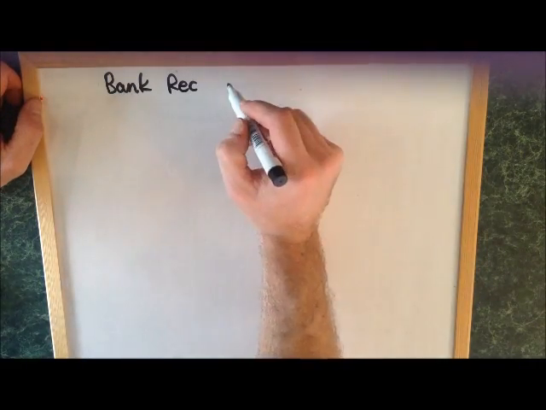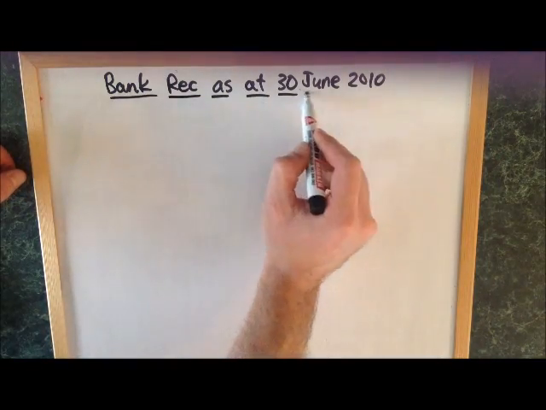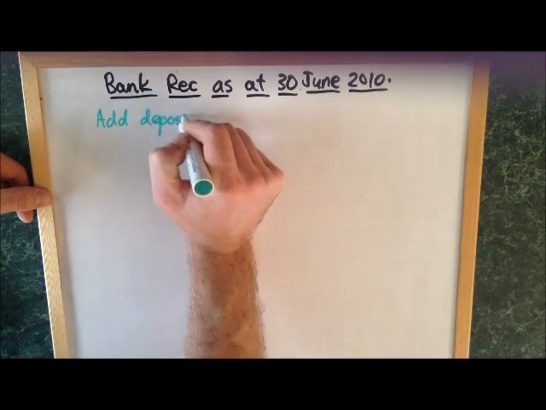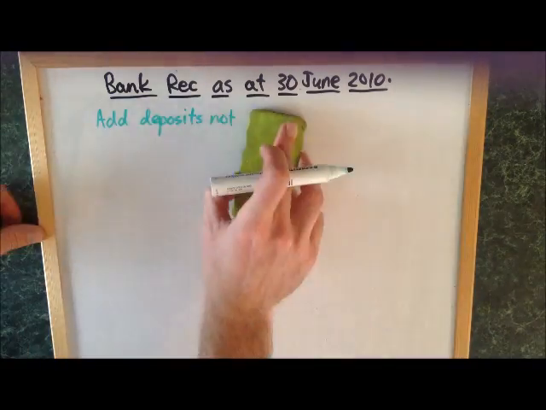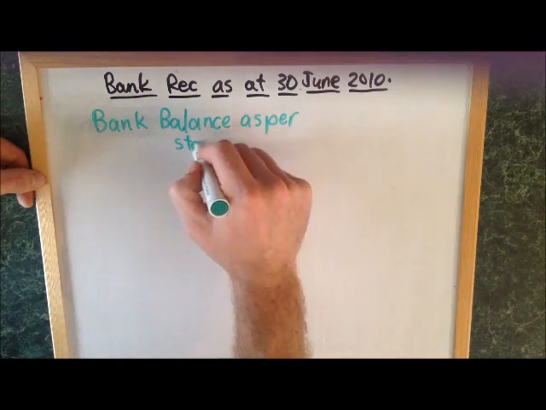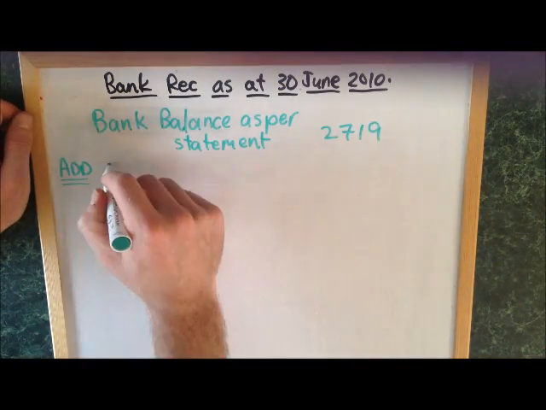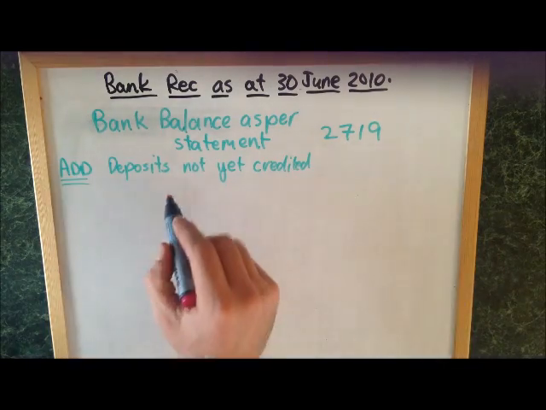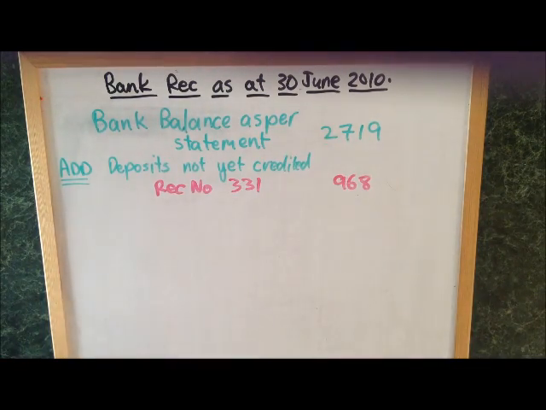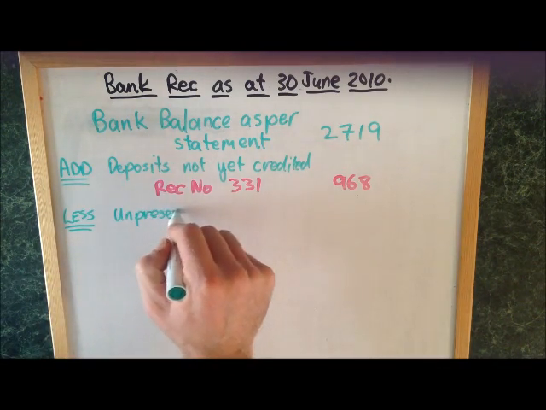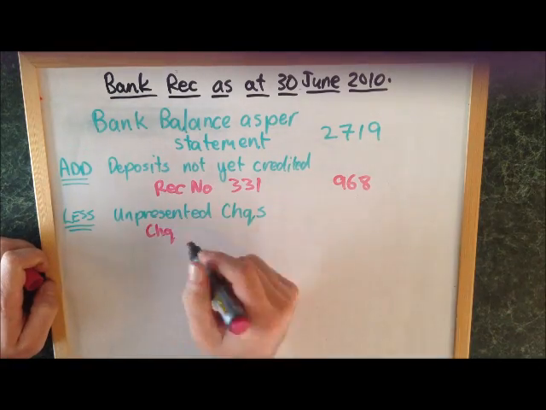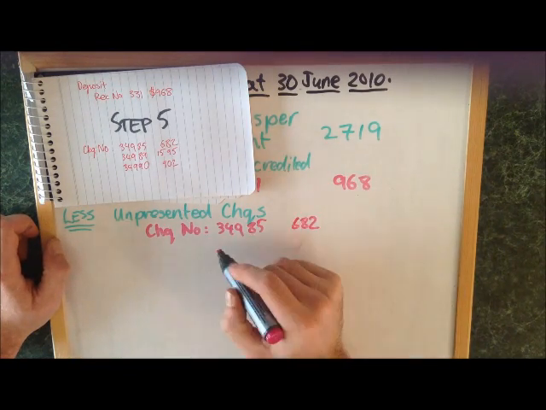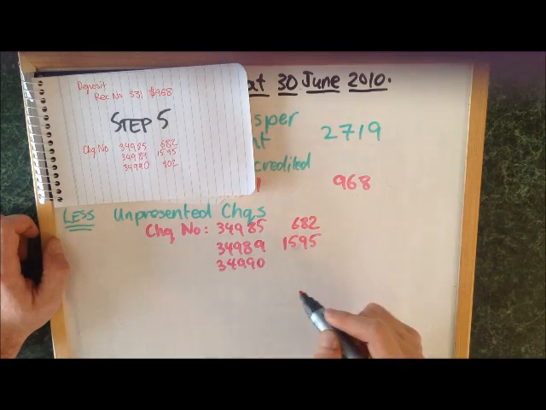What we're going to do now is we're going to do the bank reconciliation statement as at the 30th of June for this particular business. So we begin not by adding deposits to nothing. We begin by using our bank balance as per the end of the month, which was $2,719. We add our deposits not yet credited, which was just there. This is receipt number 331 for the amount of $968. And then we less any unpresented checks. So we've got a couple of those that we just made a note of there. Now we got those out of our cash payments journal, didn't we? Very good.